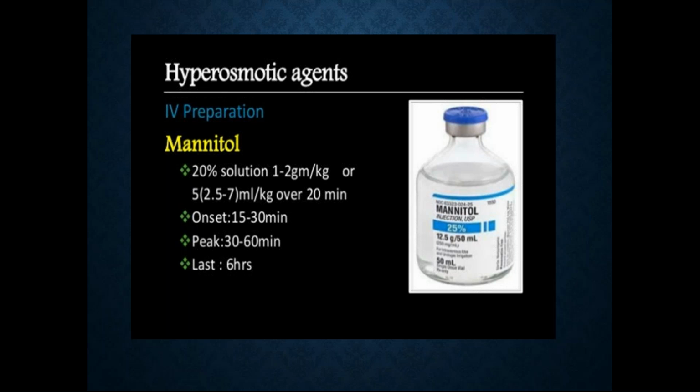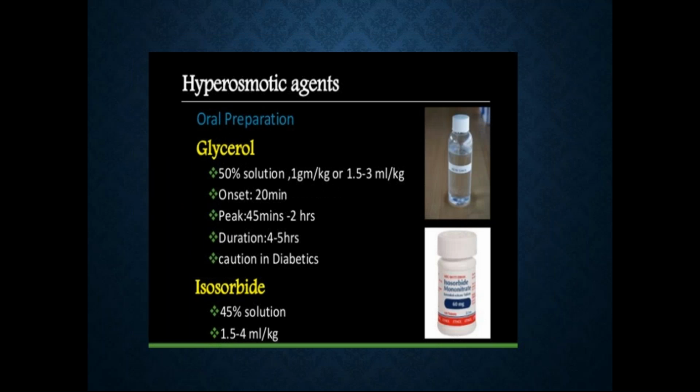So mannitol is given in IV form. We have to complete the drip in 20 minutes, and the action will occur within 15 to 30 minutes and the peak will be in 30 to 60 minutes. So before this 30 minutes ends, we have to complete the surgery. Okay, that's the reason we keep it on table. We also give it on table.